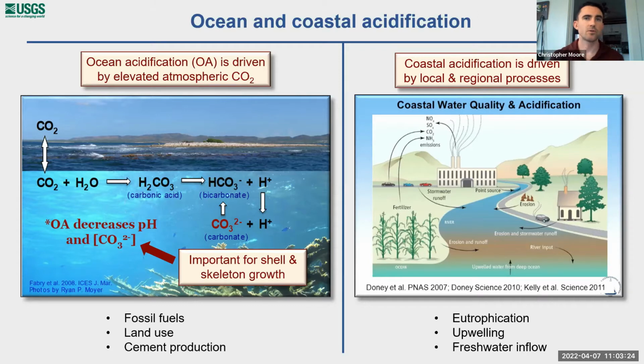Now, in addition to ocean acidification, coastal acidification is driven by the same types of chemical reactions caused by local and regional processes such as eutrophication due to nutrient pollution, as well as upwelling and freshwater inflow, both of which deliver low pH waters and high CO2 waters to these coastal zones. This can be addressed by local and regional management practices. So next slide, please.